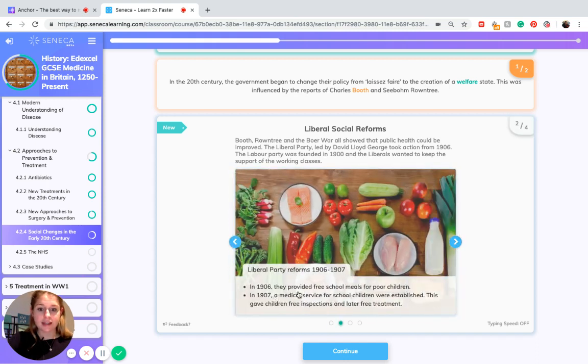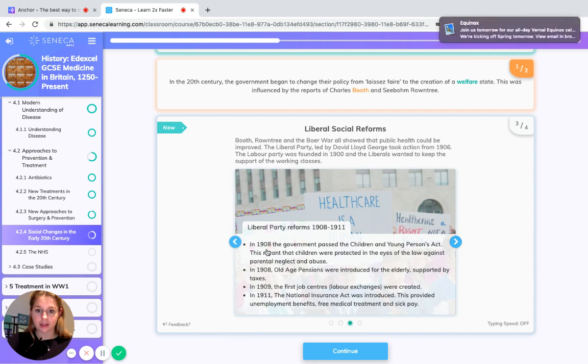In 1906, the Liberal Party provided free school meals for poor children, and in 1907, a medical service for school children was established. This gave children free inspections and free treatment. In 1908, the Liberal Party government passed the Children and Young Persons Act. This meant that children were protected in the eyes of the law against parental neglect and abuse.